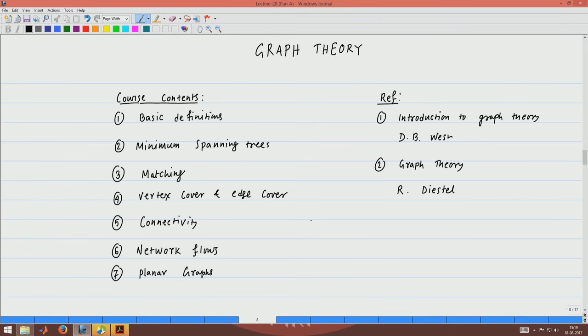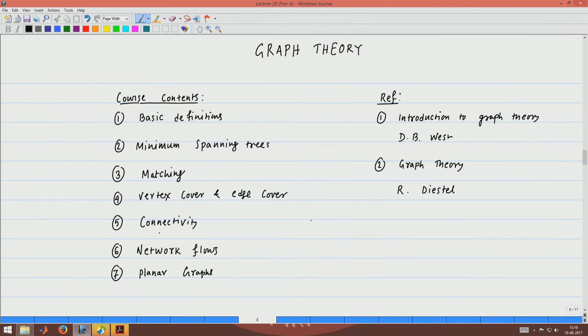And then next we talk about minimum spanning trees, and here we talk about Prim's and Kruskal algorithm to find minimum spanning tree in a weighted graph. Third, we talk about matching, and we learn how to find maximum matching in bipartite graph. In the fourth module, we learn what is vertex cover and edge cover and also independent set.